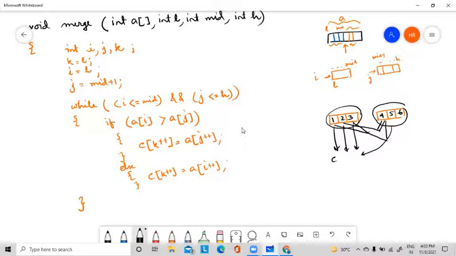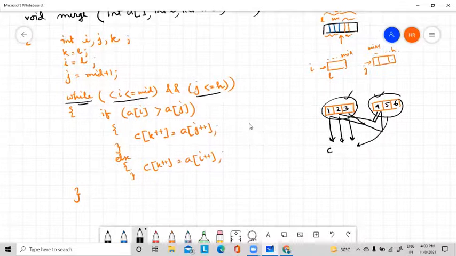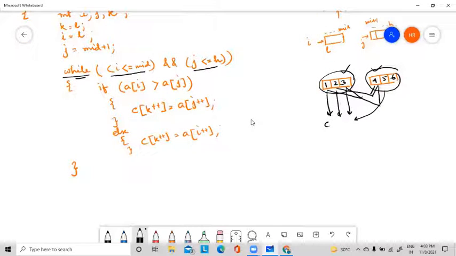So that's why this while loop is only for if the two subarrays have not completed their comparison. If one of the subarrays, either this or this, reaches the end, then this while loop will end. So after this, I have to copy all the elements which are left in either this subarray or this subarray.